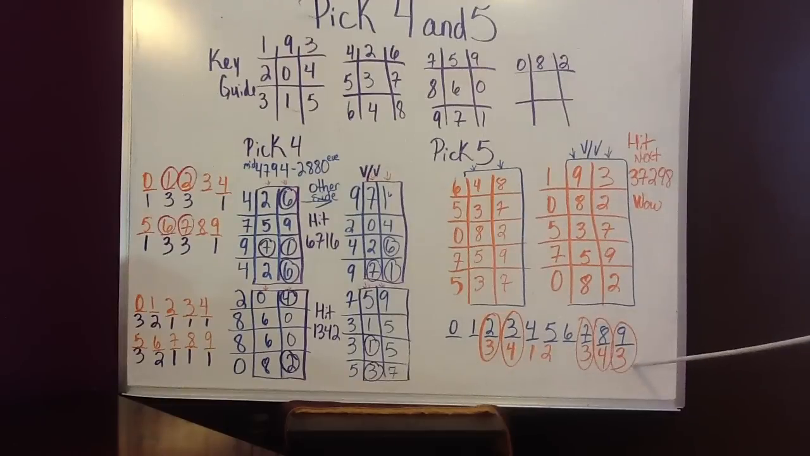And the 5 numbers that I came up with were 2, 3, 7, 8, and 9. And that was the next hit on the next day. The 3, 7, 2, 9, 8.